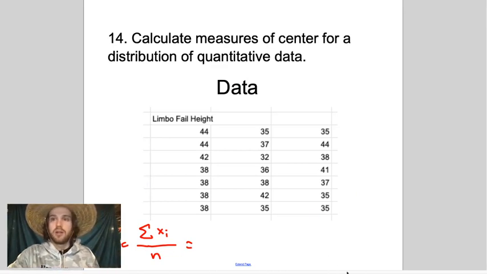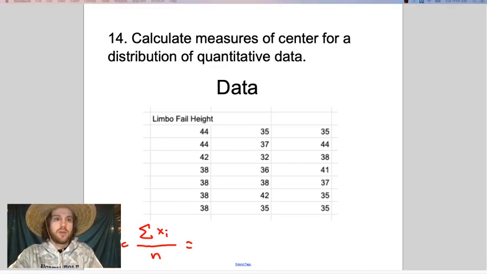Oh, you know what? I think I can just copy and paste that into this thing. Make sure I do it correctly.